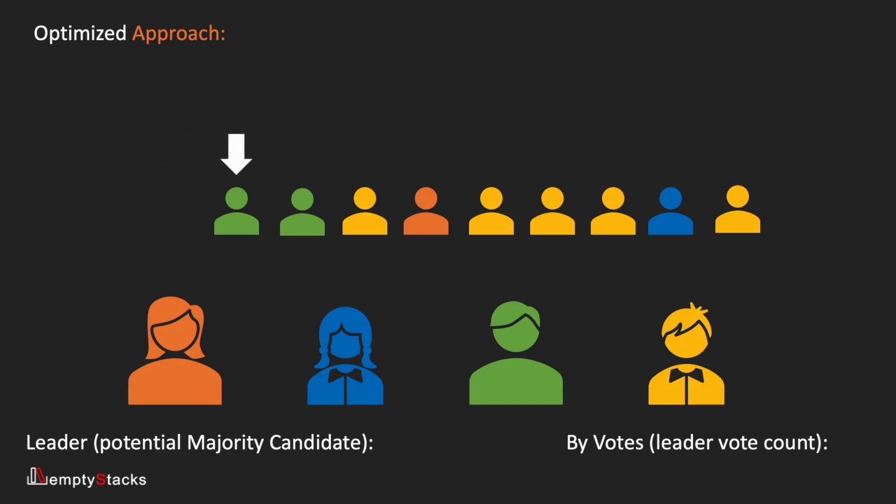This person voted for green, so we make green the new leader by count of 1 vote. Next voter also voted for green, so count will increase to 2. Next one voted for yellow. This guy voted for a different candidate, so again we can eliminate the last 2 voters. So vote count will go down by 1 as we have removed one green voter too from the election.